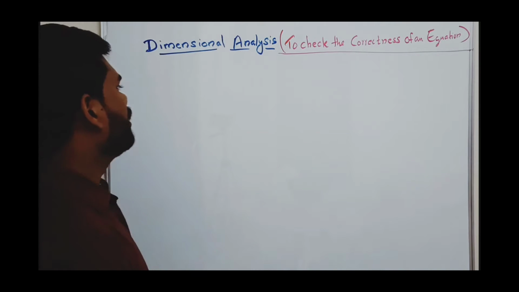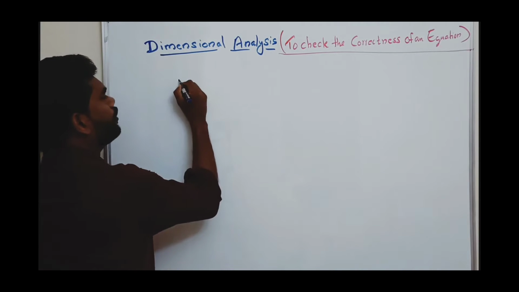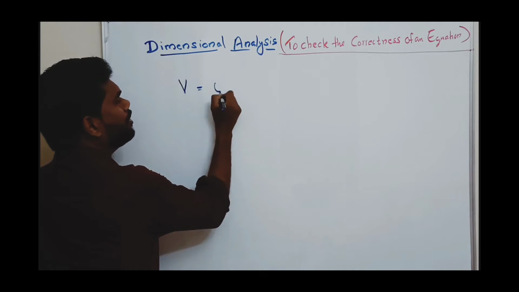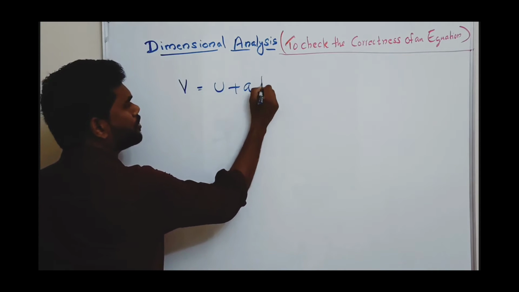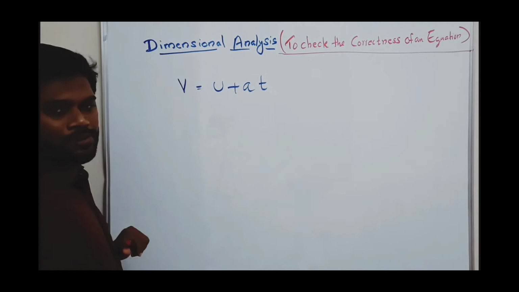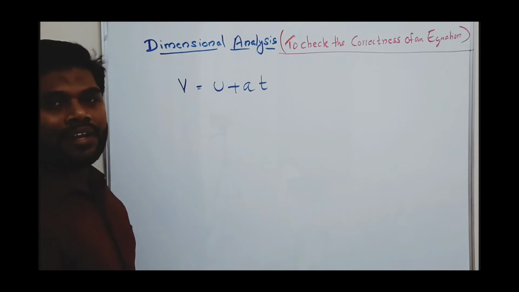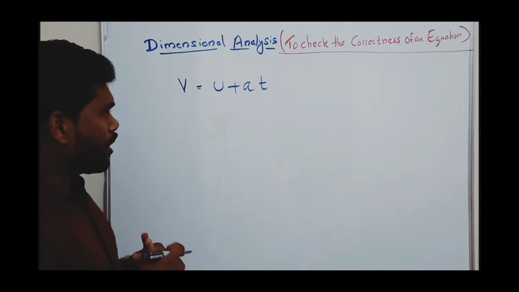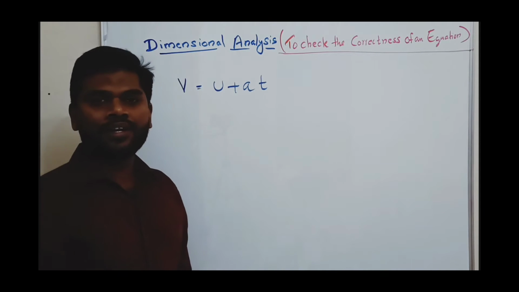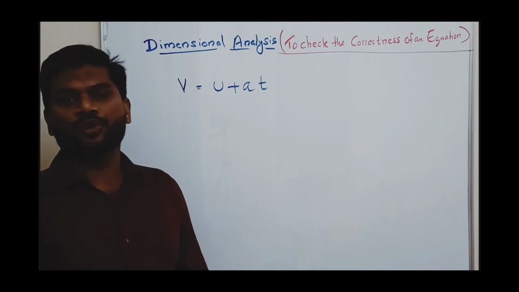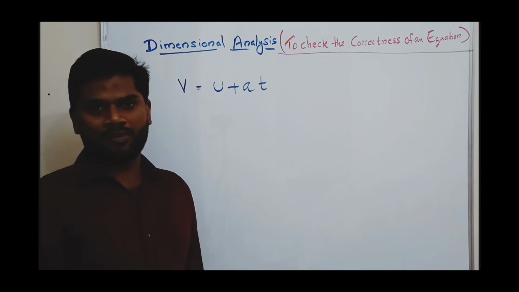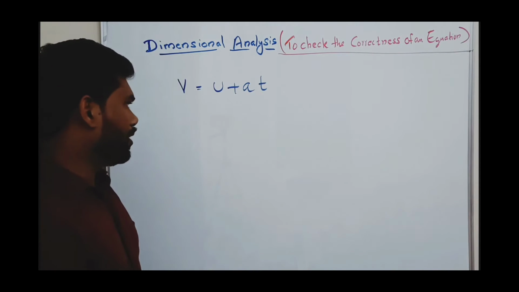For example, if you take v = u + at, which is the first equation of motion, how many terms are there here? 1, 2, 3. There are 3 terms here. So this equation is said to be dimensionally correct if each term of the equation has the same dimension. Let us find the dimension of each.